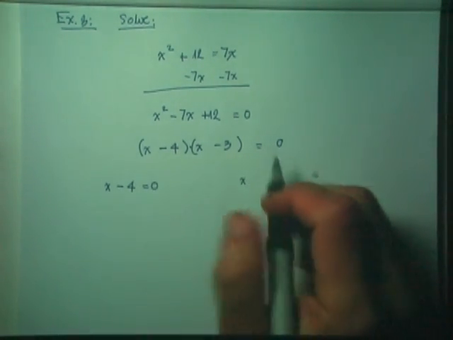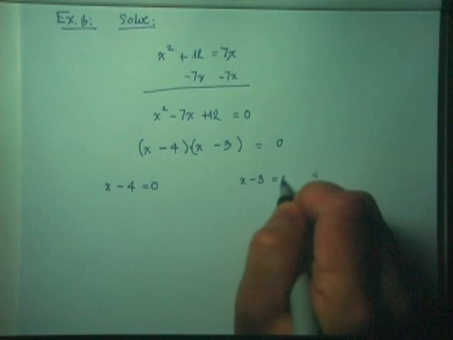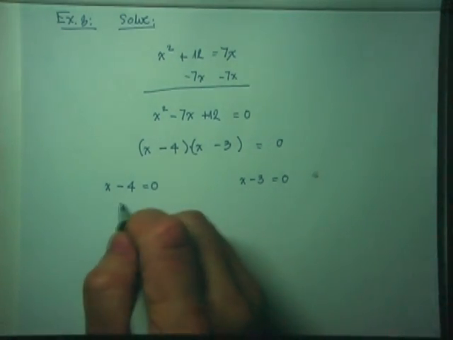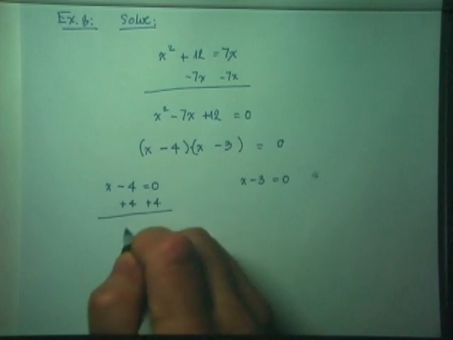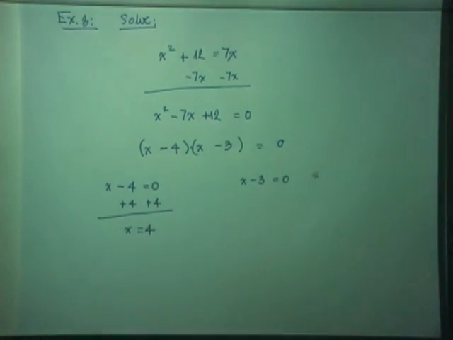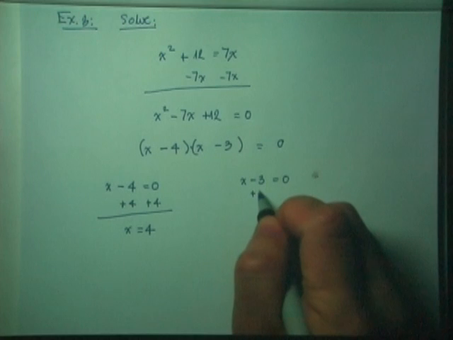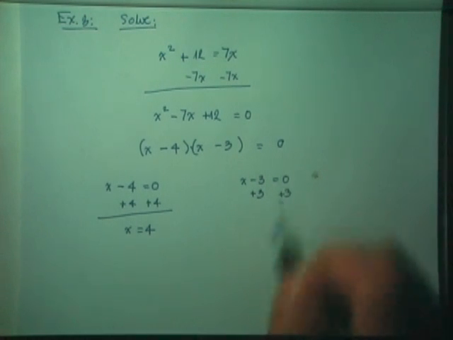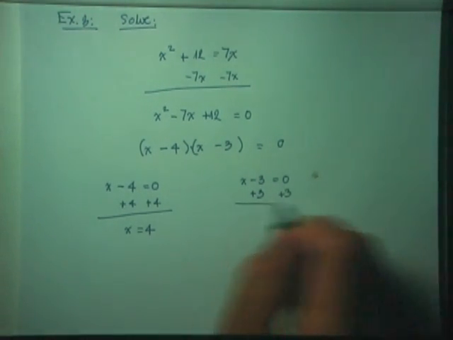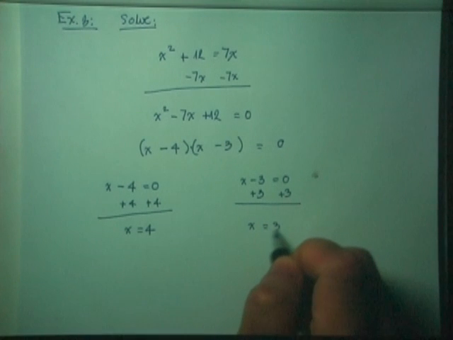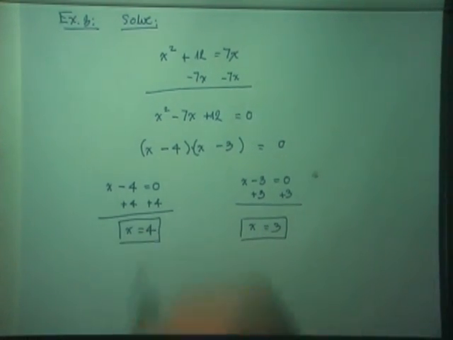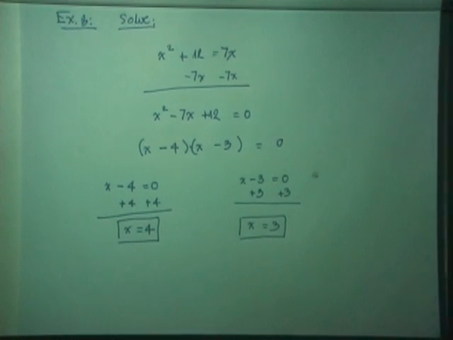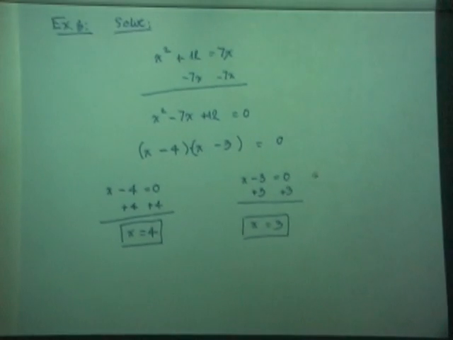So what I can do, once again, is take each factor and set it equal to 0. x minus 4 equals 0, x minus 3 equals 0. In the next step, I'm just adding 4 to both sides of my first equation, and I have x equals 4 as my solution. With my second one, I'm adding 3 to both sides of the equation, and I'm ending up with x equals 3. Okay, so these are my found solutions to the quadratic equation x squared plus 12 equals 7x.